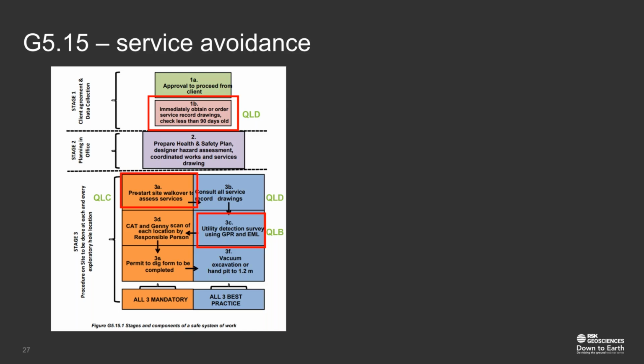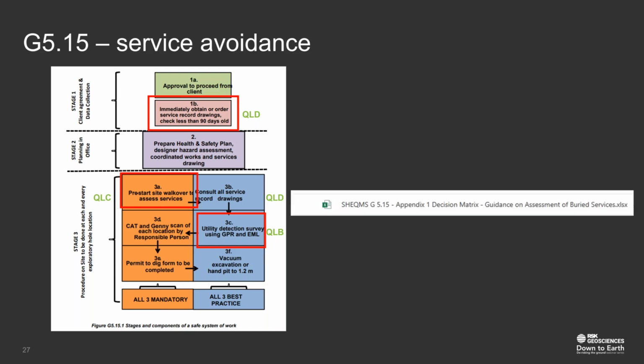An important point to note is that if there are any deviations from one of the best practice components within G5.15, so on the right hand side, those blue coloured boxes, this actually triggers an approval process that needs to be discussed, approved, recorded, and ultimately signed off by a competent director. There's also a decision matrix which aids this discussion and decision making process.